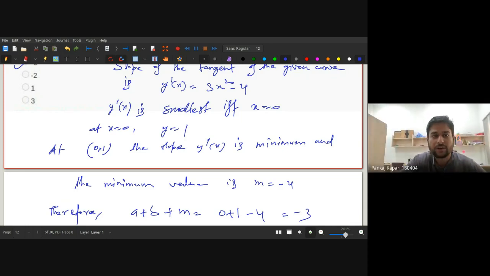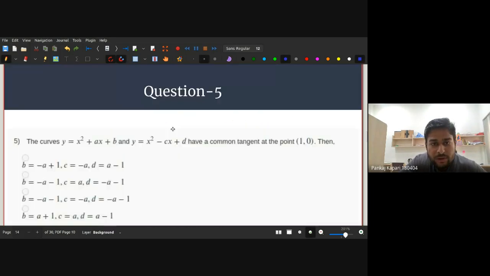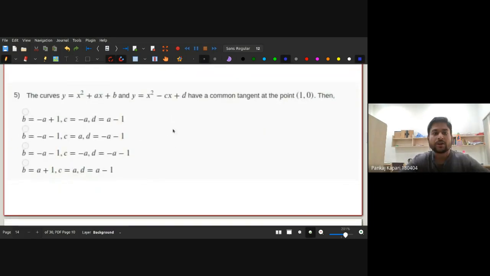Okay, so let's move to the next problem. Here two curves are given. One curve is this, another curve is this. Two curves are given and they have a common tangent at the point (1, 0). For this common tangent, we have to find the relations between the unknown constants a, b, c, d.